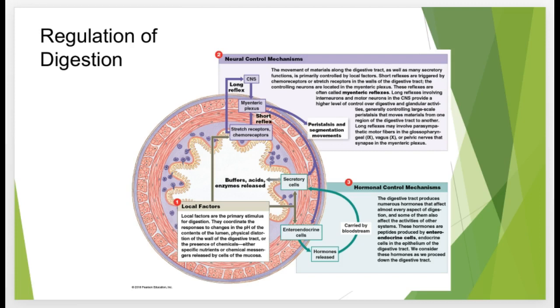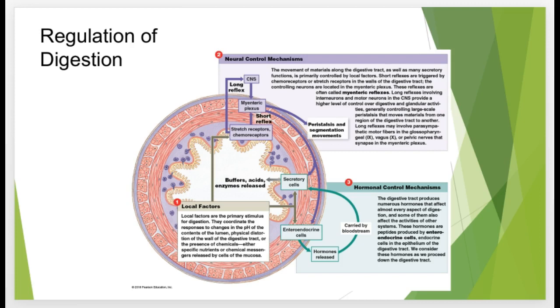We have stimuli and inhibitors of our reflexes for our GI tract. We have stretch. Stretch can be a stimulus. We have acidity of the GI tract, and that's typically an inhibitory response. If the contents coming out of the stomach are too acidic, it's almost like, nope, you cannot go into the small intestine.